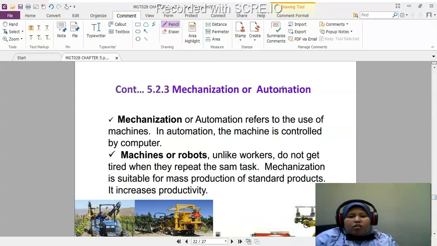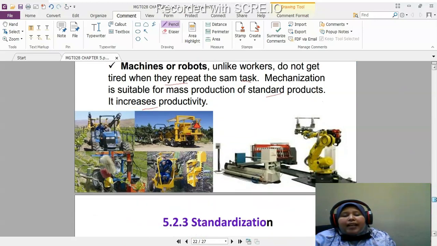Next is mechanization or automation. Ini maksudnya kita guna robotik, guna mesin saja, tak guna orang. Mechanization refers to the use of machines. Automation, the machine is controlled by computer. Machines or robots, unlike workers, do not get tired when they repeat the same task. Mechanization is suitable for mass production of standard products. It increases productivity. Kalau kita guna robot, machine, diorang tak akan penat unless kalau diorang rosak lah.